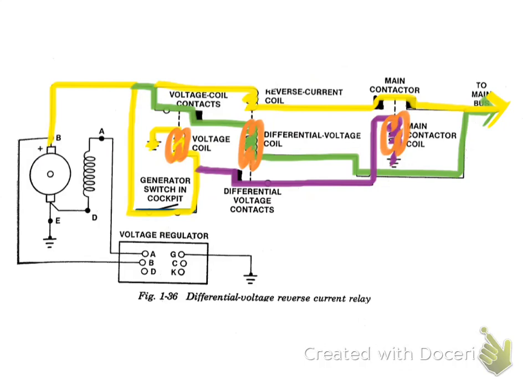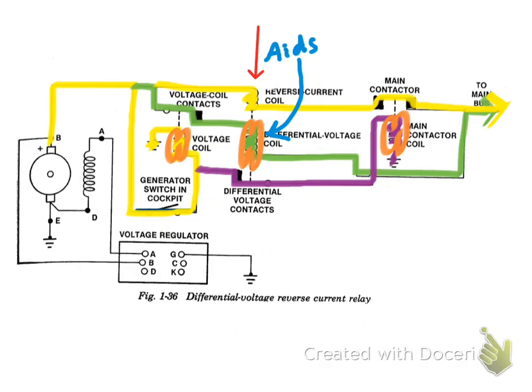The reverse current coil? I'm so glad you asked. So, right there with the red arrow, this helps the differential voltage coil to keep those bottom points closed until something happens. But normally it just helps to keep the differential voltage contacts closed.